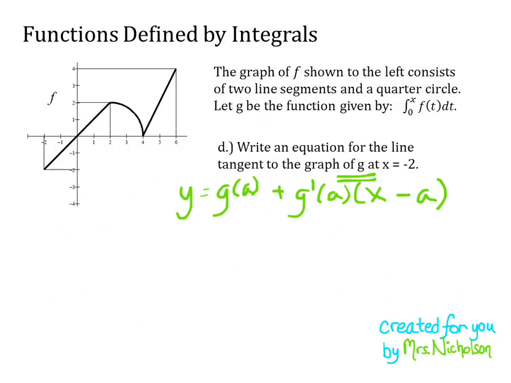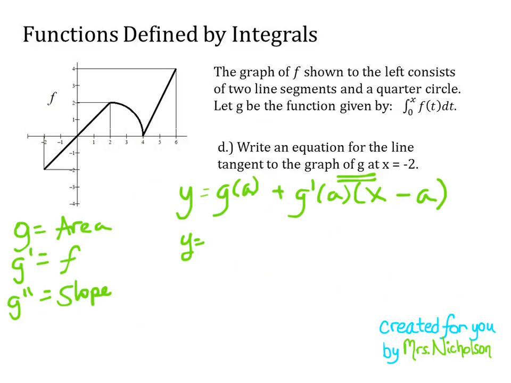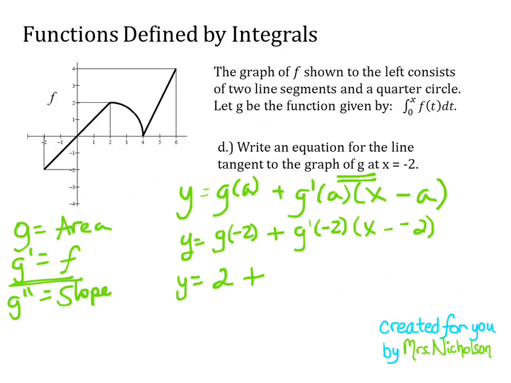So we have our tangent line formula there, and remember that G is equal to area, G prime equals F, G double prime is the slope of F, and so our A value is -2, so really Y is going to be G of -2 plus G prime of -2 times X minus -2. G of -2 we've already determined is equal to 2. We found that in part A. G prime of -2, if I go back over here to my annotation, G prime is equal to F.